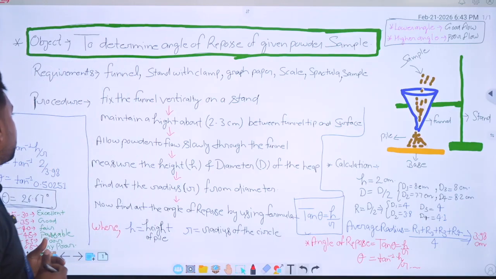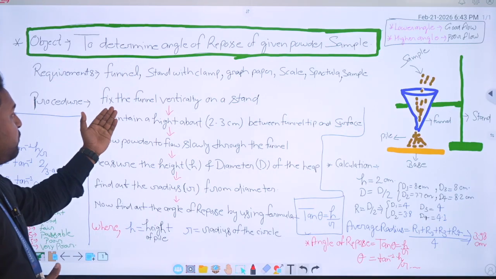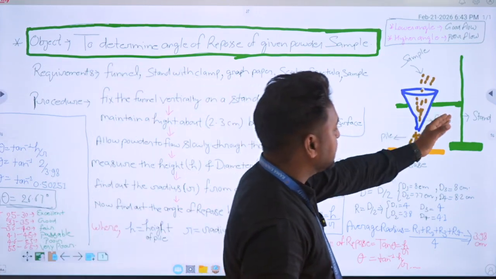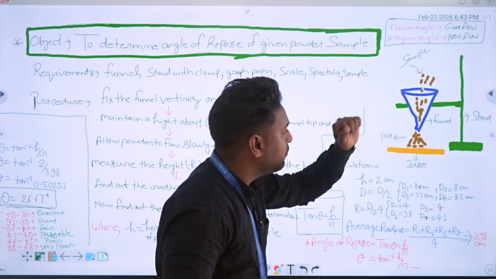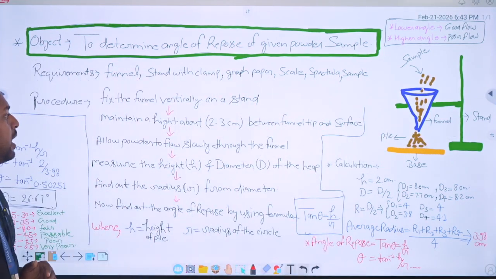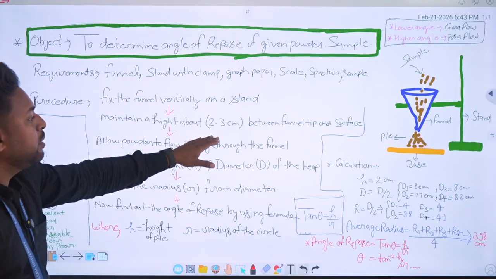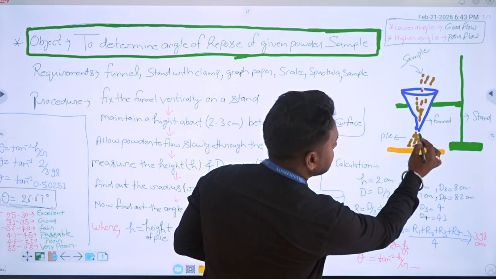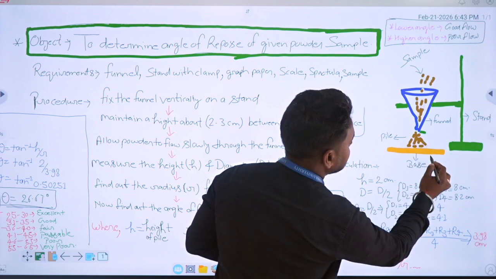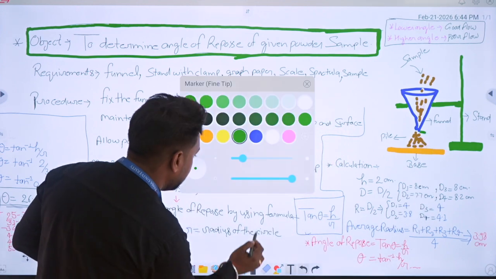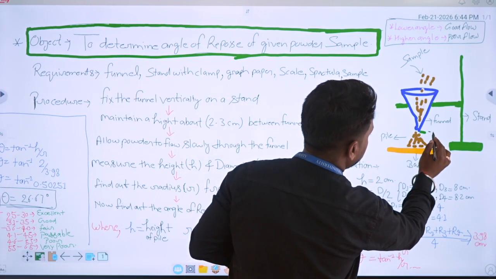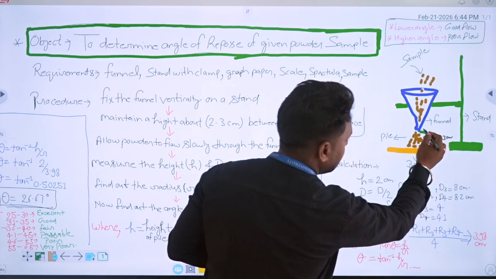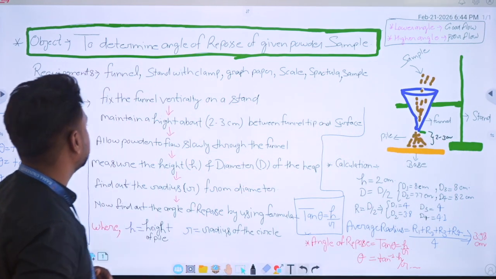Let's discuss the procedure. Fix the funnel vertically on a stand. As you can see, this is the stand and this is the funnel. Maintain a height of about 2 to 3 centimeters between the funnel tip and the surface. That means this is the funnel tip and this is the surface. You have to maintain the 2 to 3 centimeter distance between the funnel tip and the base.